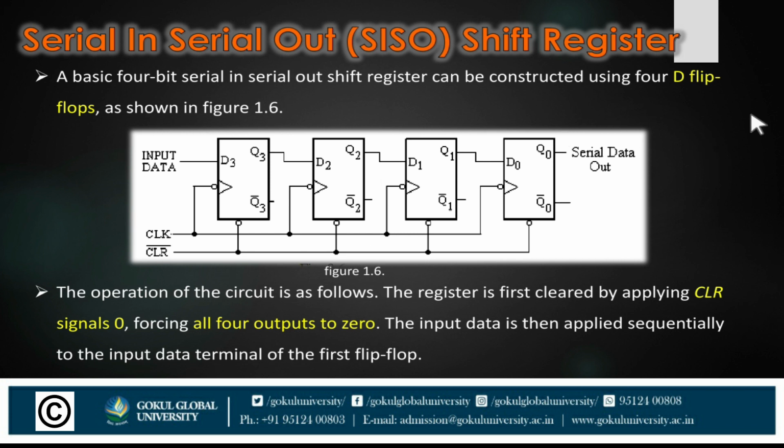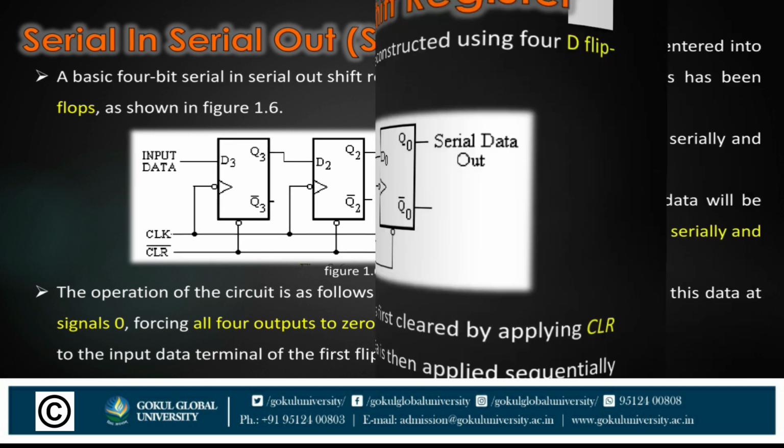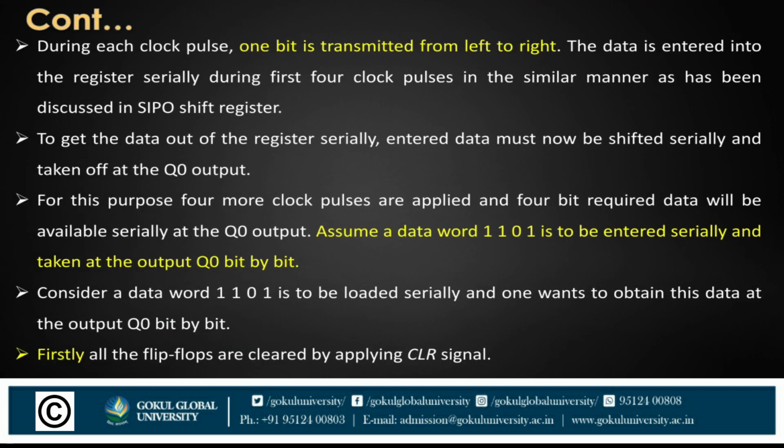The operation of the circuit is as follows. The register is first cleared by applying the CLR signal 0, forcing all four outputs to 0. Now the input data is applied sequentially to the input data terminal of the first flip-flop. So during each clock pulse, one bit is transmitted from the left to the right side.